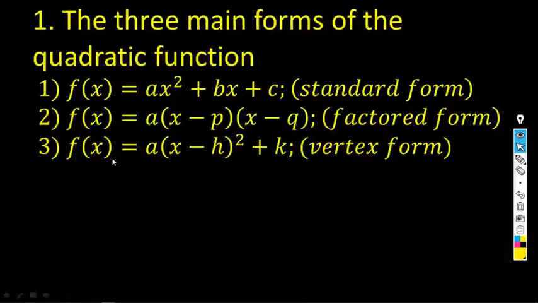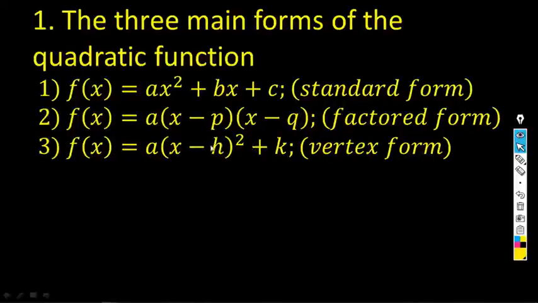Okay, so subtopic number 1, the three main forms of the quadratic function are these. We have the standard form, which is f of x equals ax squared plus bx plus c. And then the factor form, which is f of x equals a times x minus p times x minus q. And then something called the vertex form, which is f of x equals a times x minus h squared plus k.